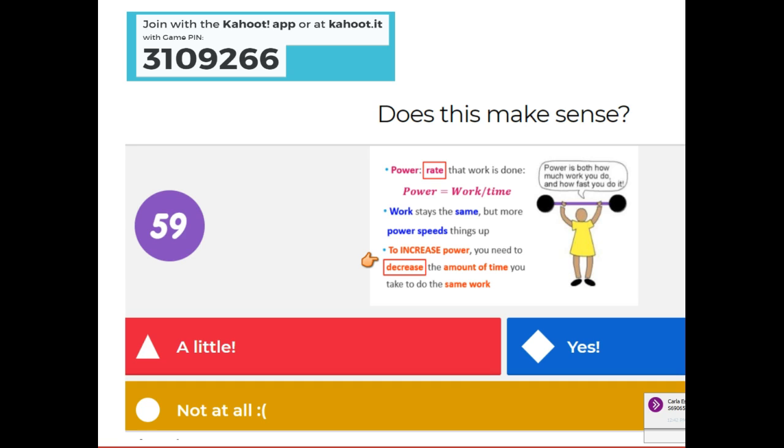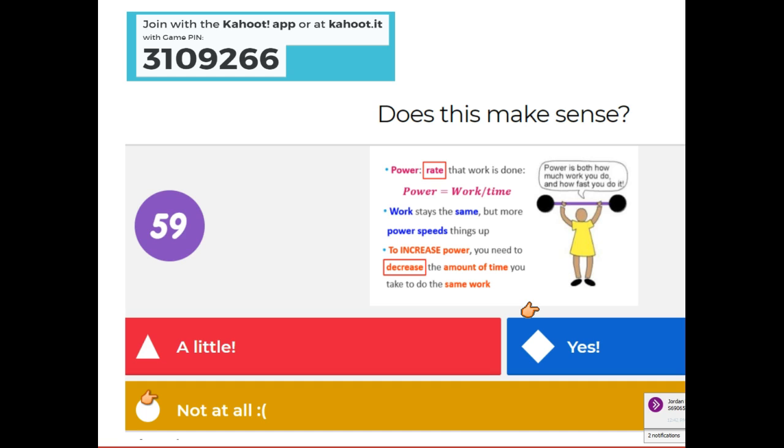Answer the question if that makes sense. Red is a little, blue is yes, yellow is not at all. There we go, everyone. Let's take 10 more seconds to do this one. Answer quickly. 3, 2, 1. And looking good.